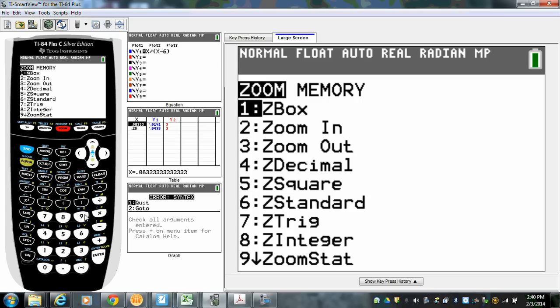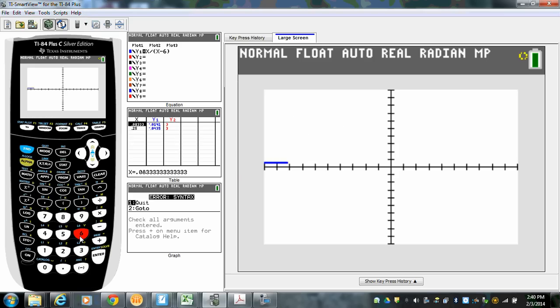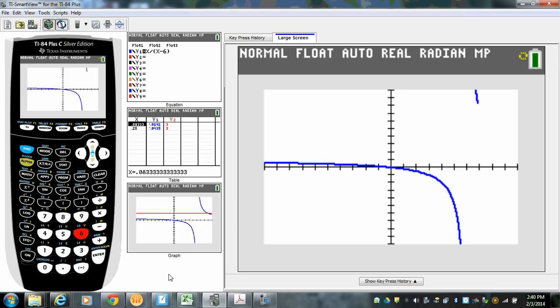And who knows what the last thing was that we graphed, so hit zoom 6 to put us back in a normal window. So what I'm looking for here is where this blue curve, x over x minus 6, is less than or equal to 3. So I notice that it's equal to 3 where they cross, which looks roughly around 9 right there. But I don't want to know where it's equal to it. Well, I kind of do, but I also want to know where it's less than 3. So that would mean below this red line.